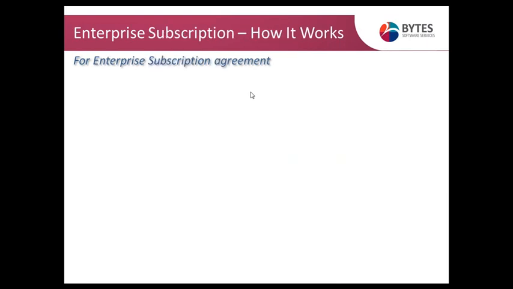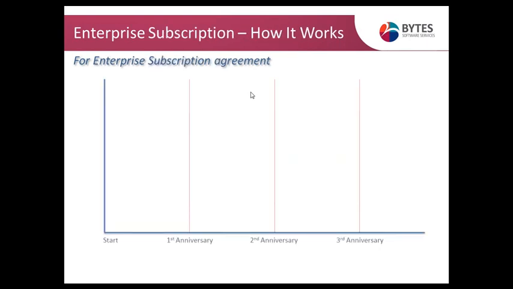So the enterprise subscription agreement works in a similar way, but we don't look at those true-ups in quite the same way as we do with a perpetual enterprise agreement. Again, at the start, we select the enterprise products that we want to license across the entire organization, and we also add in additional products that we would like to start the agreement off with. And like the perpetual enterprise agreement, we make our first payment.